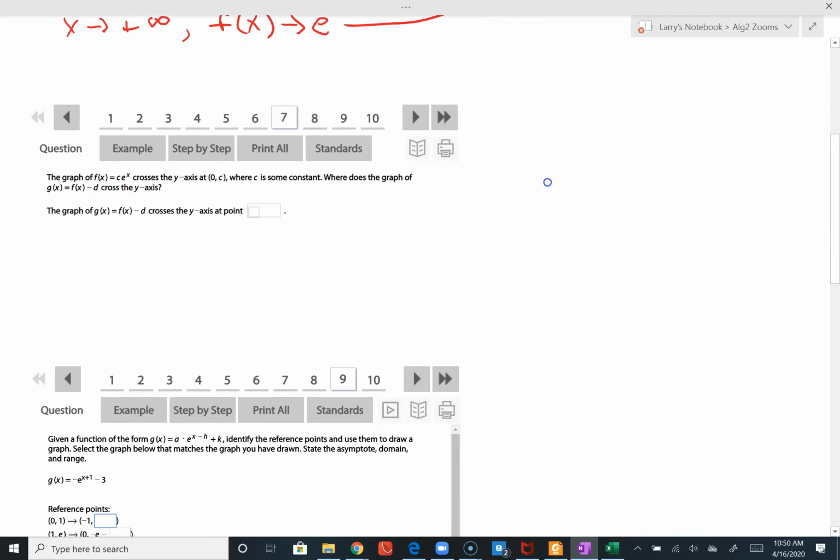Alright, now number 7. The graph of f of x equals c times e to the x crosses the y-axis at (0, c), where c is some constant. Where does the graph of f of x minus d cross the y-axis? Well, this is a y change, and so we're just going to change the y coordinate that much. It used to cross at c. Now it's going to cross at c minus d. The y changes happen like we think they should, and we'll look at a concrete example of this.